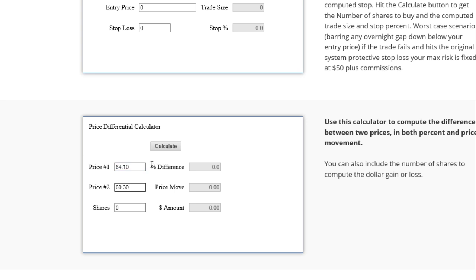Okay, so on Tandem, the trigger price was 64.10, the stop 60.30, boom. And so right away I can see what the percentage is for the stop. And I've noticed, just playing around, that they vary significantly, right?